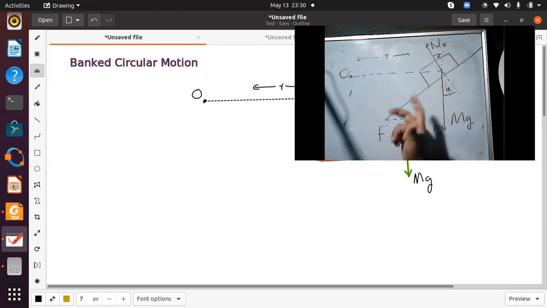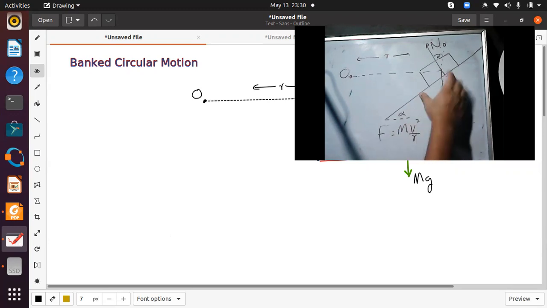So what is the maximum velocity or the optimum velocity of the car that it should achieve without requiring any frictional forces, right? The centripetal force necessary for the circular motion is supplied by the component of the reaction alone. No frictional forces are needed. So let's derive that equation.